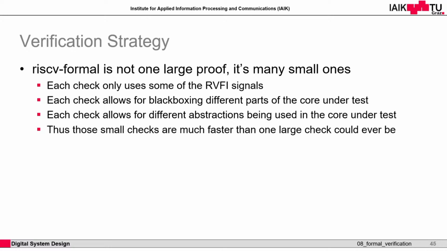And what the instruction checks do is they basically reset the processor or start at a certain symbolic state, and if you like to run an unbounded proof, then let the processor run for a certain number of cycles, and then in the last cycle it will retire a certain instruction. For example, if this check checks that an add instruction works correctly, it assumes that the last instruction that the processor will retire is an add instruction. And then it looks at all the interfaces of the RISC-V formal interface to make sure that the behavior of the add instruction is compliant with the specification of the add instruction.